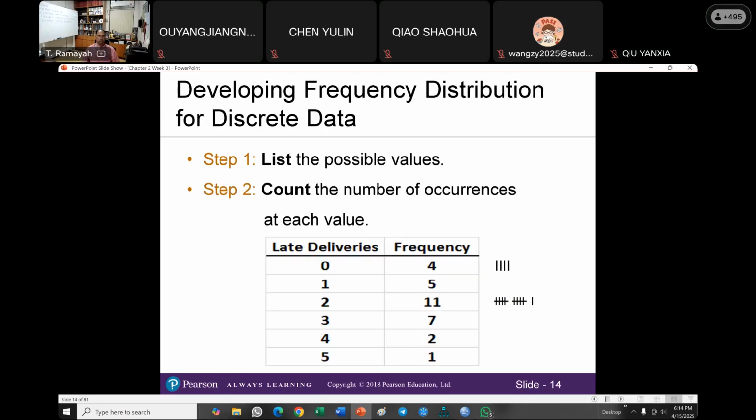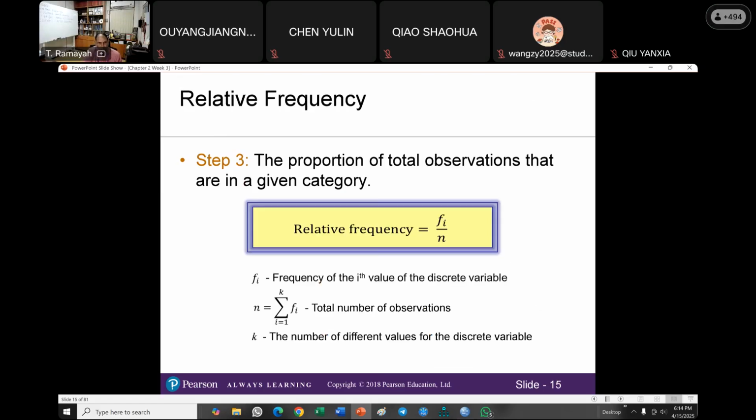So those are some of the things you can do before you develop your frequency distribution. After you have developed your frequency distribution, we can also calculate another distribution called the relative frequency. The relative frequency is the frequency in that particular category divided by the total number.